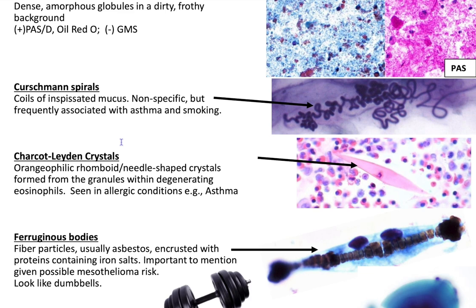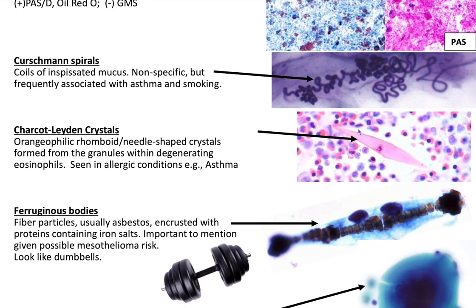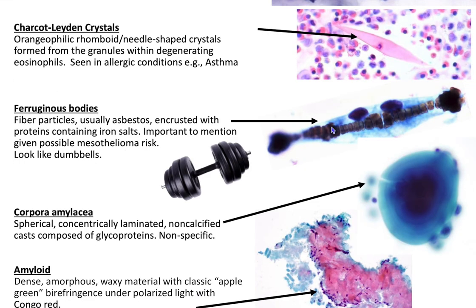Curschmann spirals. These are coils of inspissated mucus. That's a hard word to say. It's non-specific, but frequently associated with asthma and smoking. Charcot-Leyden crystals. It'll be these orangophilic, rhomboid, needle-shaped crystals formed from the granules within degenerating eosinophils, and it's seen in allergic conditions like asthma.